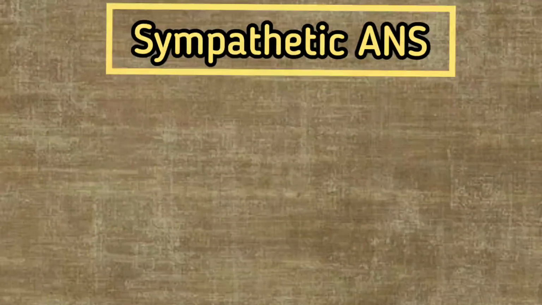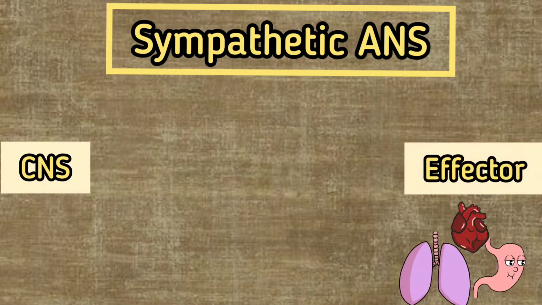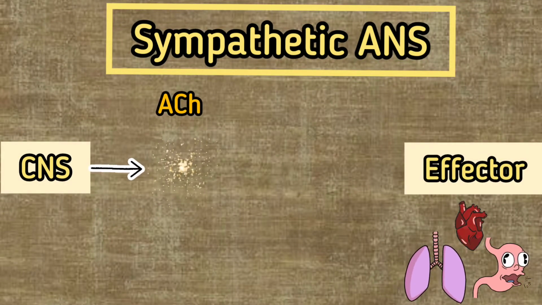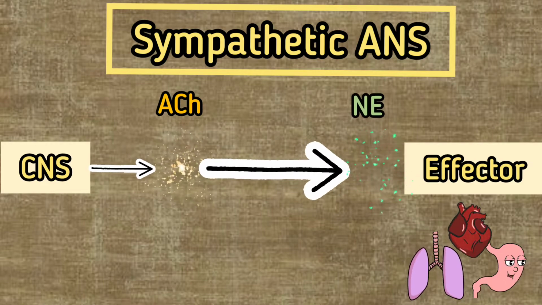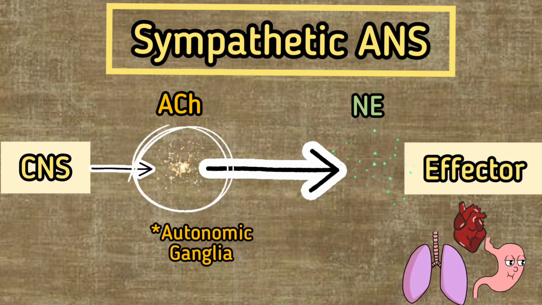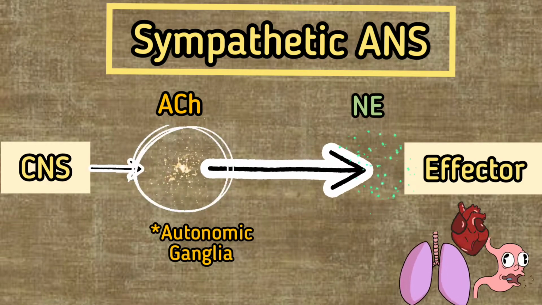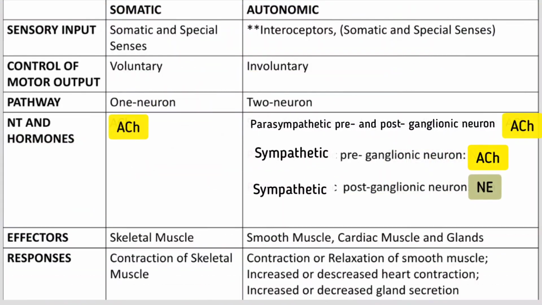For your sympathetic ANS, it takes two neurons to get to your effector organ. So you have a short preganglionic neuron that releases acetylcholine and a long postganglionic neuron that releases norepinephrine. Where the two meet is called your autonomic ganglia. Here's a table summarizing the differences between the somatic and autonomic nervous system.